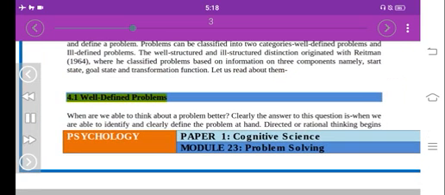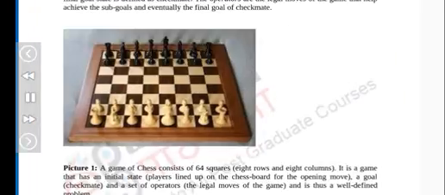4.1 Well-defined problems. When are we able to think about a problem better? Clearly the answer to this question is when we are able to identify and clearly define the problem at hand. Directed or rational thinking begins. The structure of a problem: initial state, goal state, path, operators.